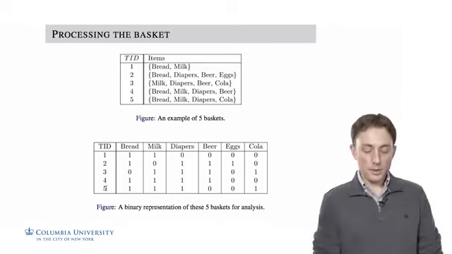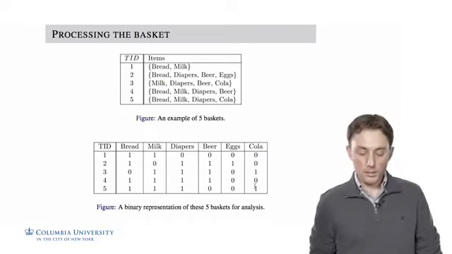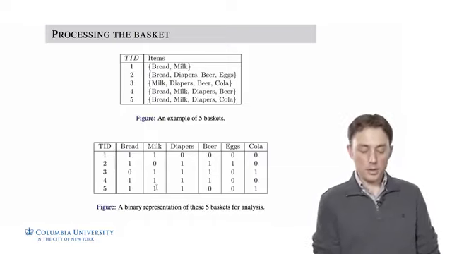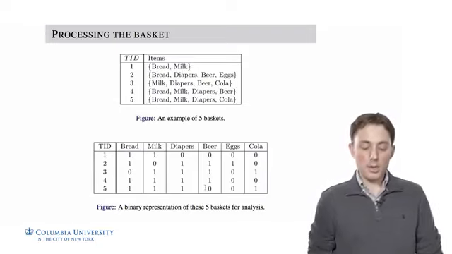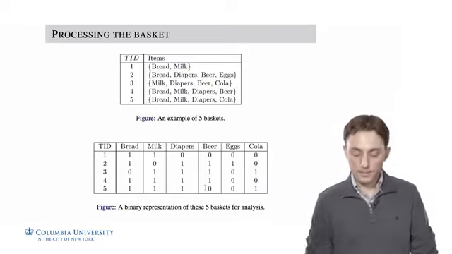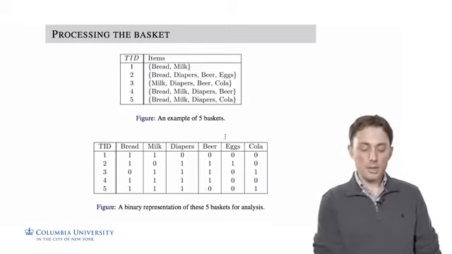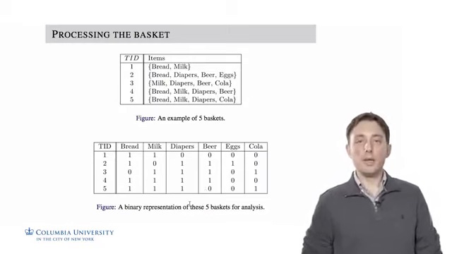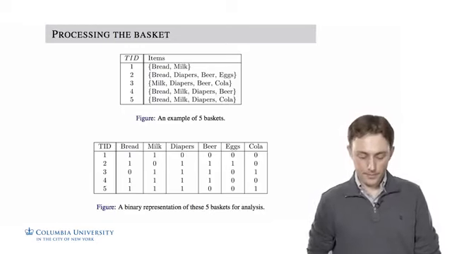Similarly, if we look at the 5th person, this person bought bread, milk, diapers, and cola, but did not buy beer and eggs, and so there's a 1 for the items that appear in that person's basket and a 0 for the items that don't appear in that person's basket. So this is how we think of representing the data that we want to now process.